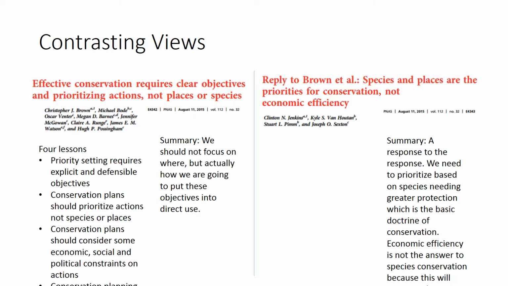And on the other side, Jenkins came back and he had a response to this response. And Jenkins' article is titled Species and Places Are the Priority for Conservation, Not Economic Efficiency. Jenkins goes on to say, we need to prioritize based on species needing greater protection, which is the basic doctrine of conservation. Economic efficiency is not the answer to species conservation because this will continue the current trend of species extinction.